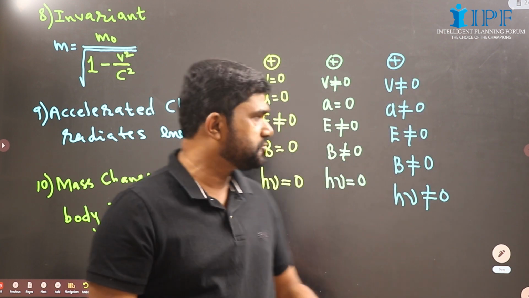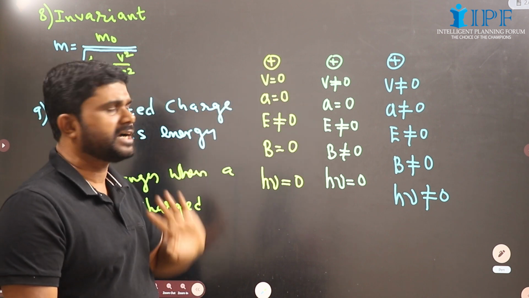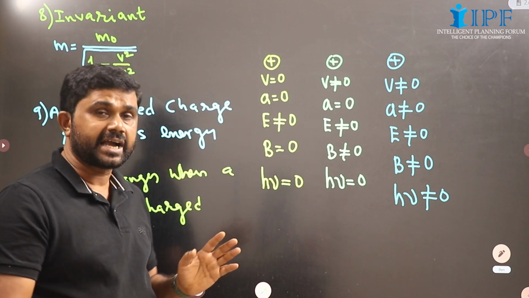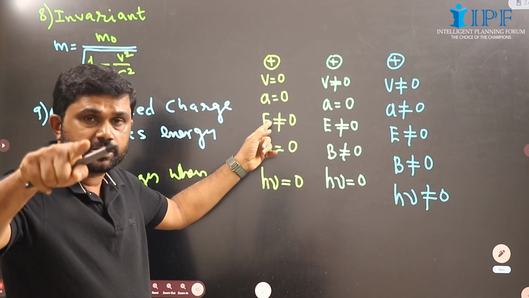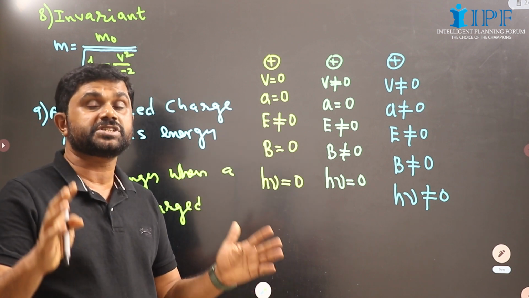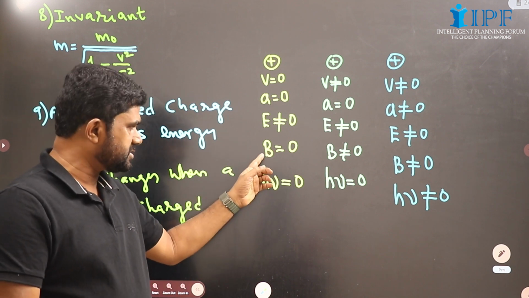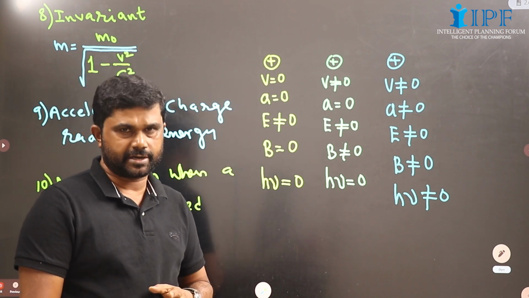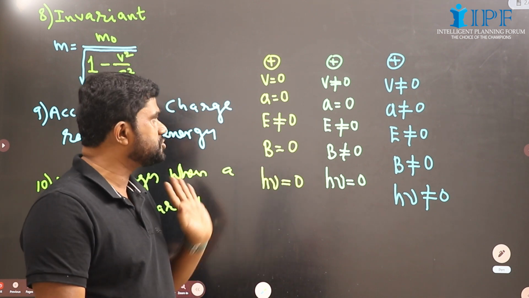Now, this is also a beautiful concept. This is a charged particle. When its velocity is 0, meaning it is at rest, then definitely its acceleration is also 0. But the electric field intensity due to that charged particle at rest is not 0. A charged particle at rest produces an electric field, but it will not produce any magnetic field. That is, B equals 0 due to a charged particle at rest. And this h nu, the energy radiation, is also 0.